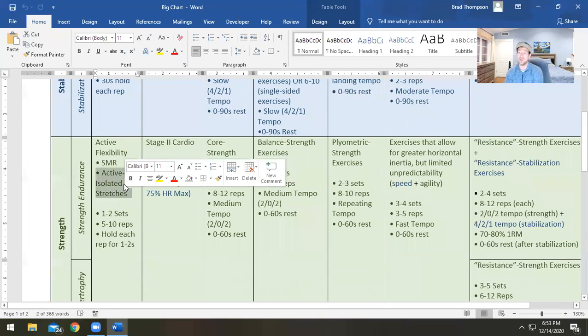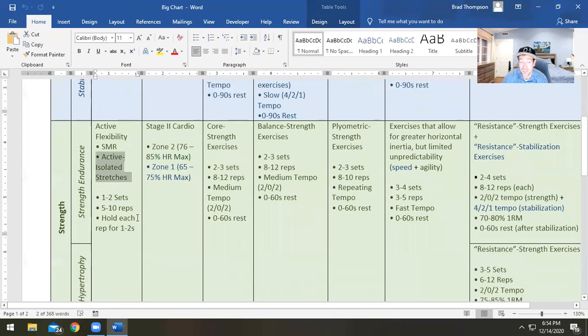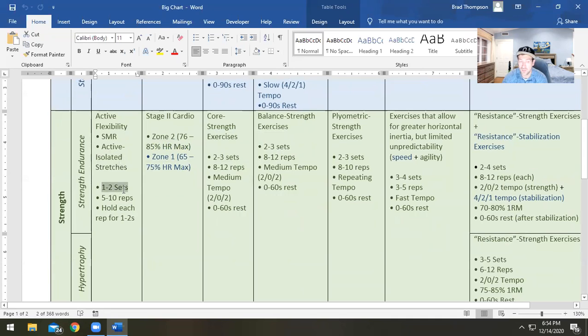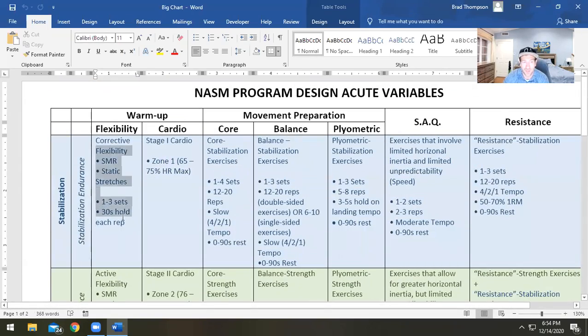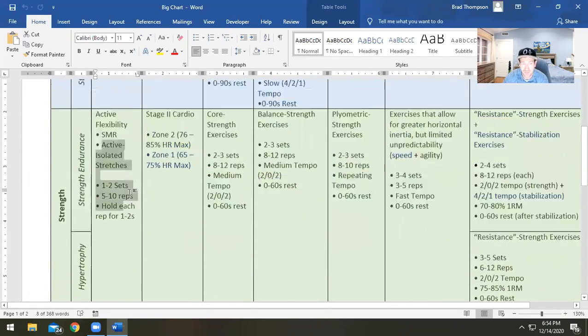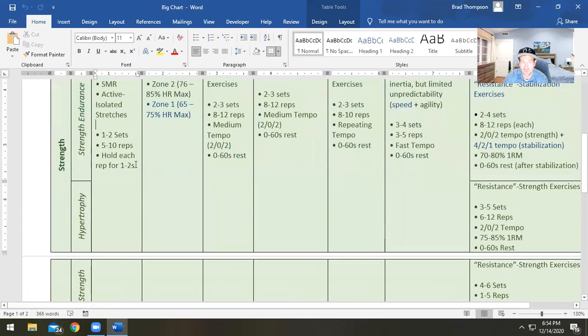So rather than holding those stretches for 30 seconds each, you are going to do 1 to 2 sets of 5 to 10 reps, and you're going to hold each of those reps. The reps should last 1 to 2 seconds. That way you're going to be applying that reciprocal inhibition rather than the autogenic inhibition, right? So that's the difference between corrective and active. That's where you use it in stabilization versus strength.